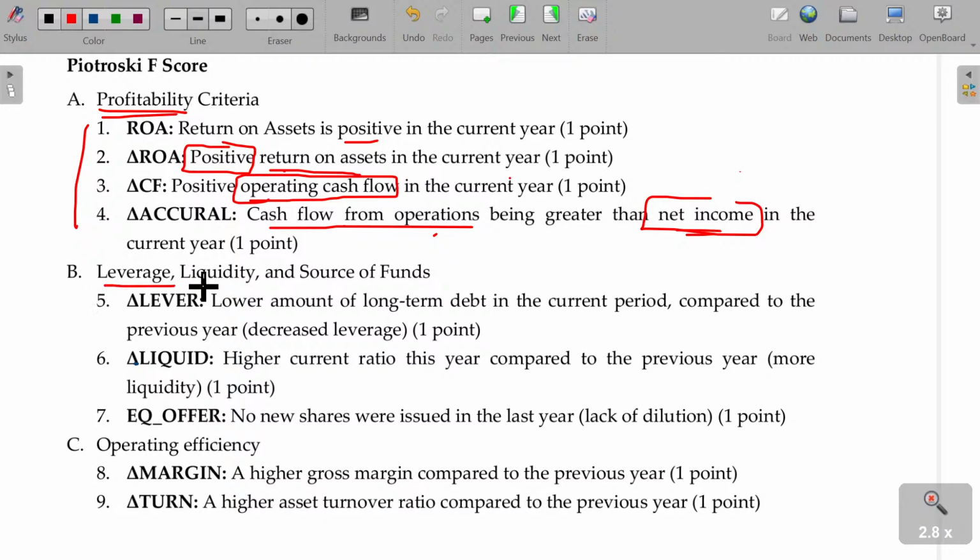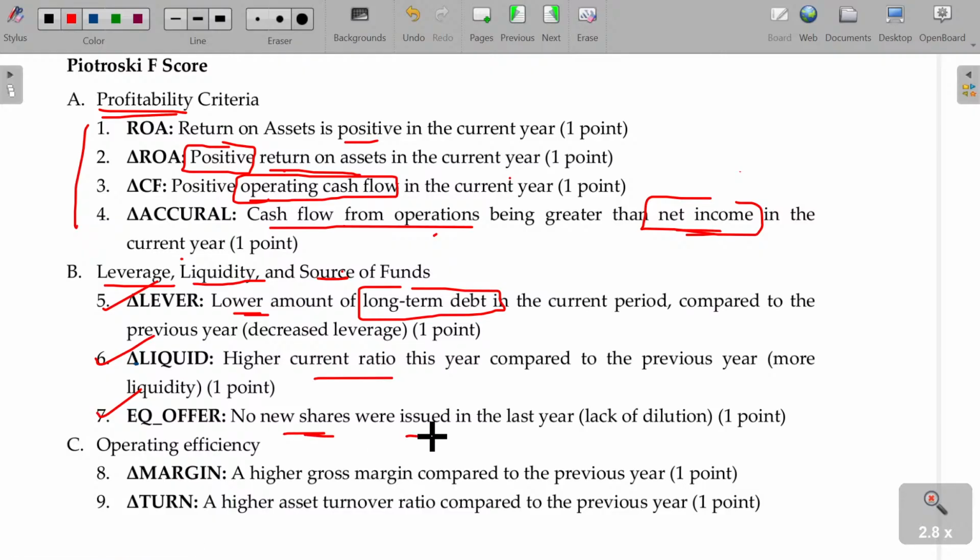And in case of leverage, liquidity, source of fund. Leverage, you know that. What is leverage? Long-term debt. If the long-term debt is a lower amount compared to the previous year. Last year, the debt being 1 crore, now it is only 90 lakhs. Happy. Liquidity, current ratio. Compared to the current ratio of the previous year, if this year's current ratio is higher, then you will be safer. And equity, source of funds.